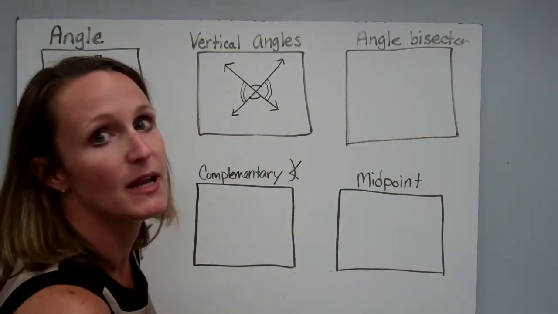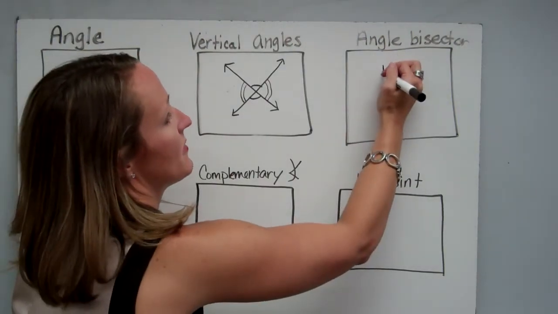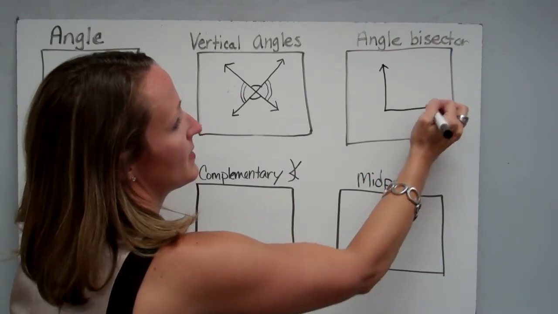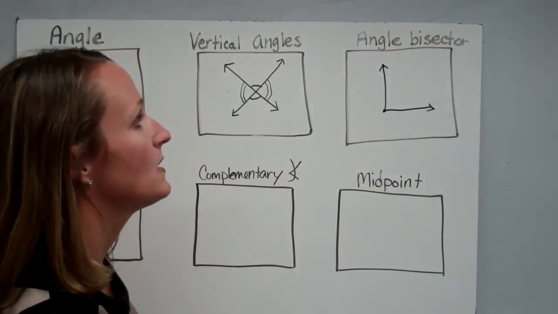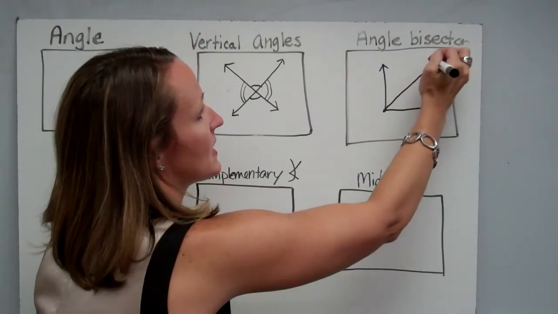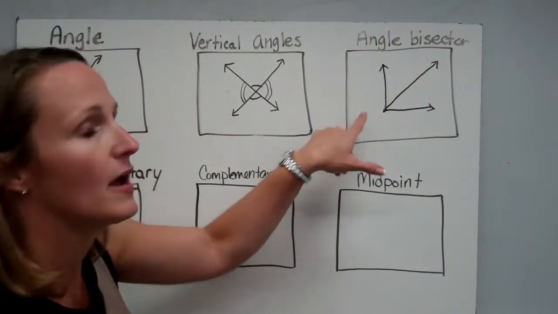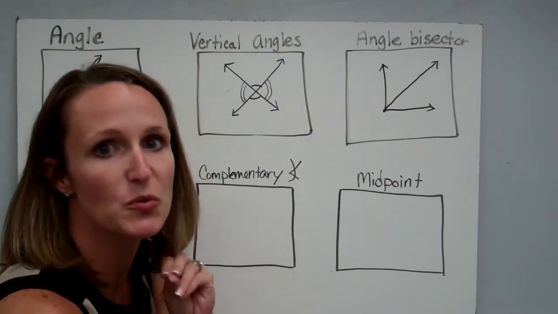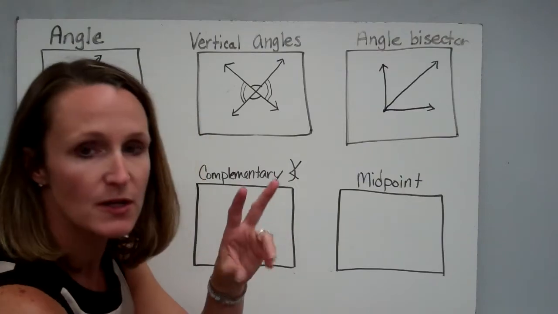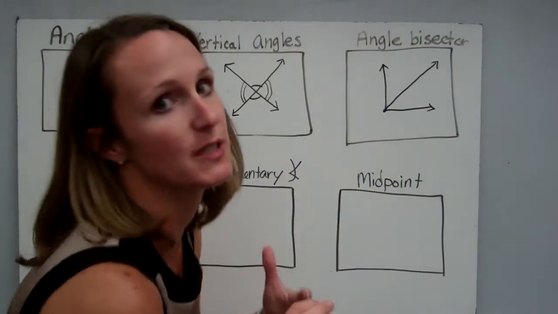Next, we want to talk about an angle bisector. So I'm going to draw another angle. Again, with my two rays meeting at my point. Now, to be a bisector, it's got to go in the middle, and it's going to cut the angle into two equal parts. Bisect means bi meaning two, sect meaning two parts or sections.